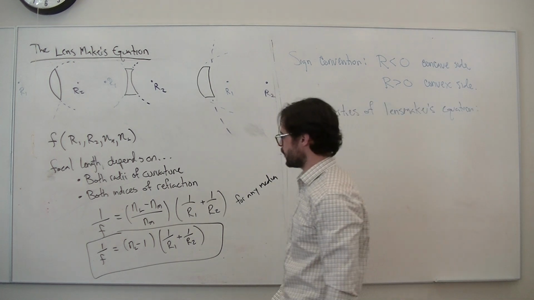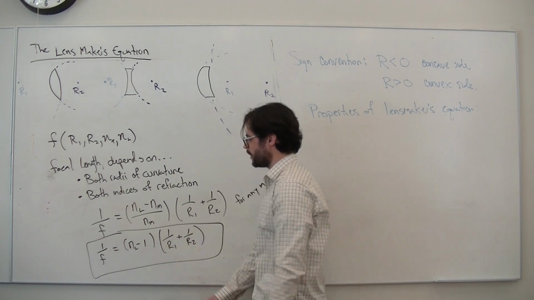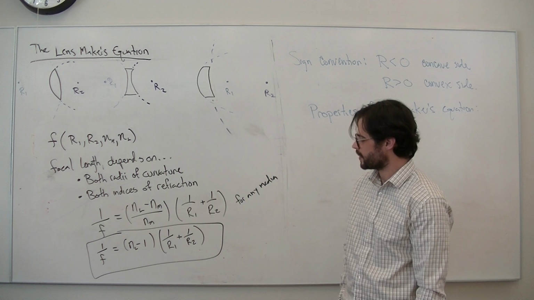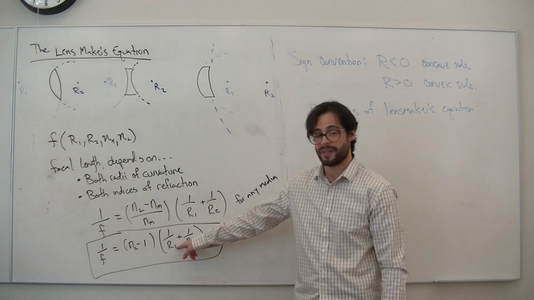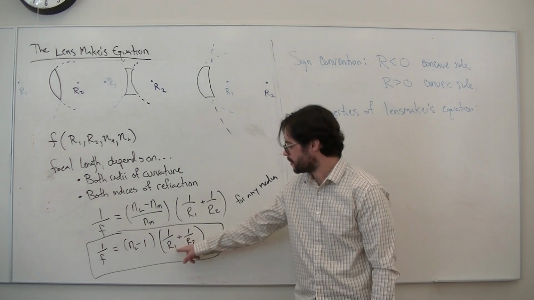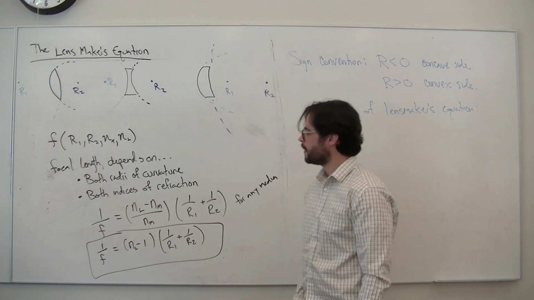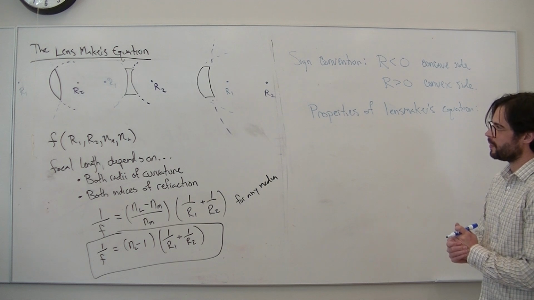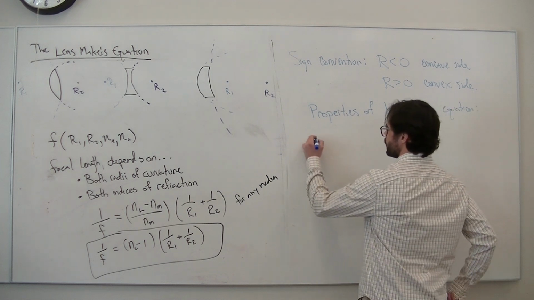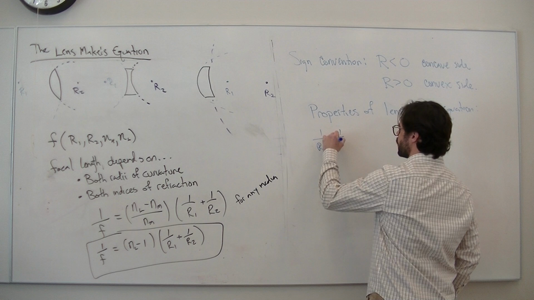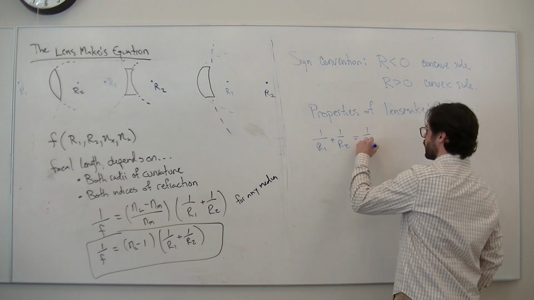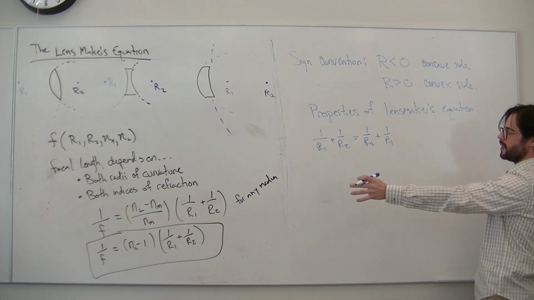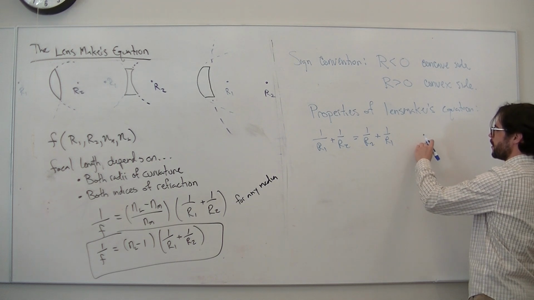First and foremost is that I have two things added. If I flip R1 and R2, so you may have been wondering, how do I know which one's R1 and which one's R2? Turns out it doesn't matter, because this plus this doesn't matter if I flip them. This is good. What this means is that a lens has a single focal length. Because 1 over R1 plus 1 over R2 equals 1 over R2 plus 1 over R1, it doesn't matter which side the light is coming in from, it has the same focal length.